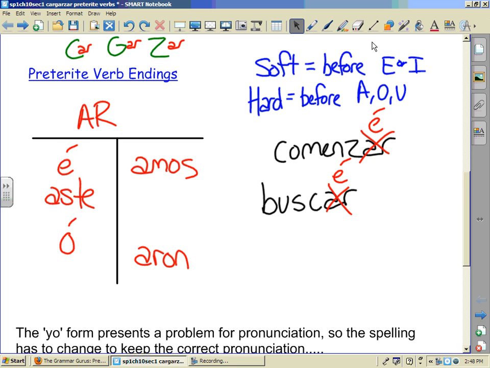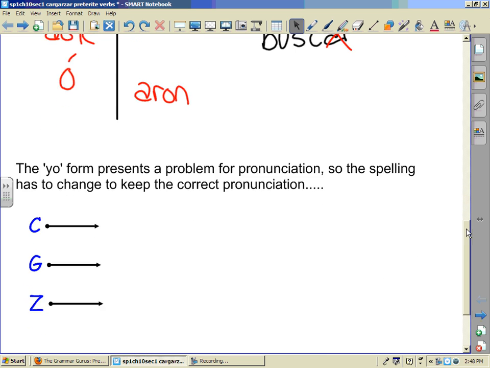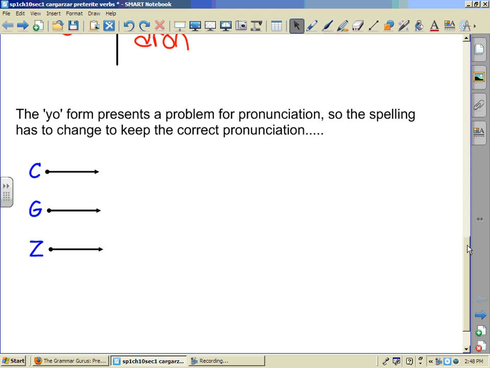So this is what you've got to know. This is the bottom line, right here. Just the yo form only. There has to be some kind of spelling change so that we keep that hard sound. Okay? And it's just for the pronunciation. That's all that we care about. So we're going to make these spelling changes, and I'd like to invite you to open your books right now and look at the summary that will explain this to us. You've done a good job. Let's keep moving on.